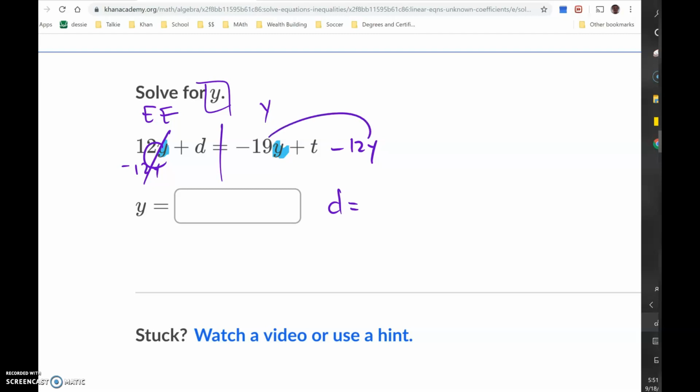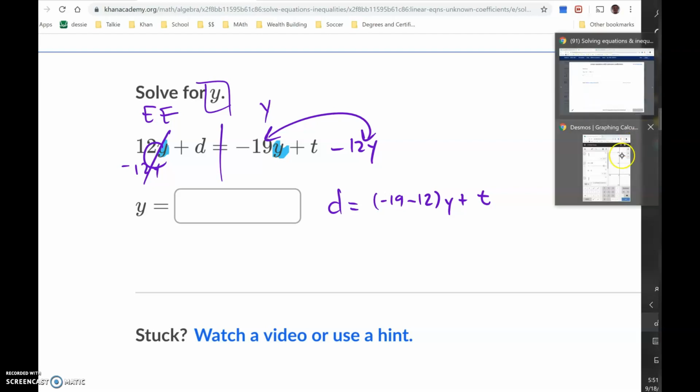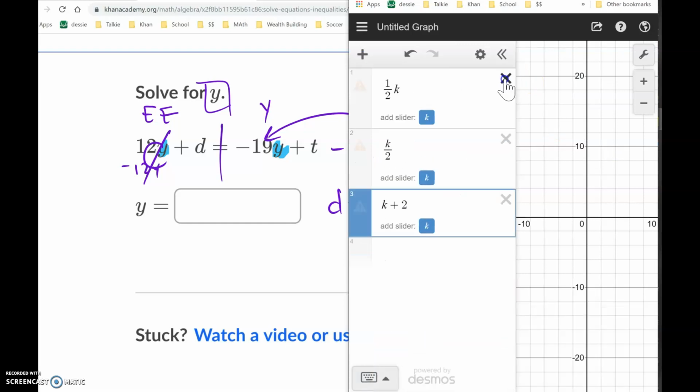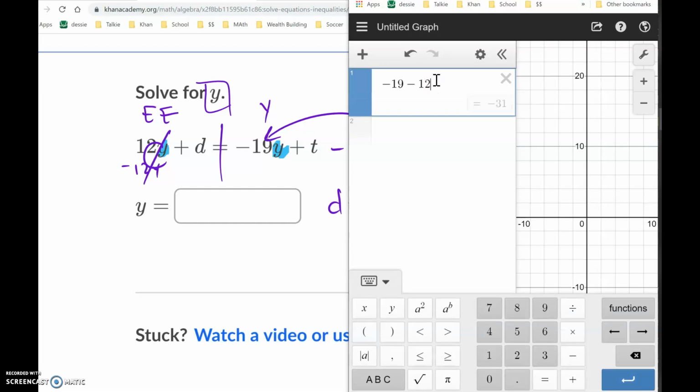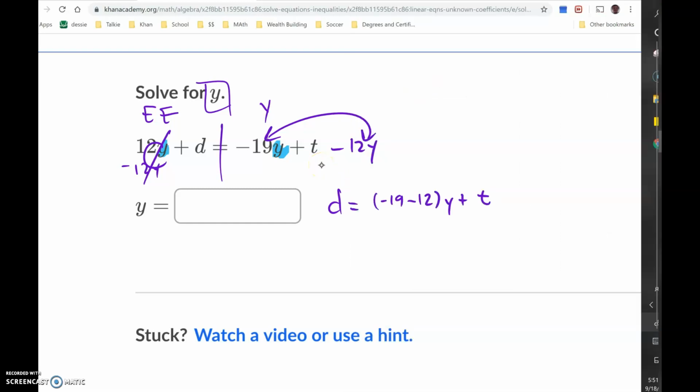We've got like terms, interestingly enough, because these are just numbers. So we've got negative 19 minus 12y plus t. Whoops, plus t. Negative 19 minus 12. Oh boy. Adding up the debt, so I know it's gonna be a larger negative number. Negative 19 minus 12, negative 31. So we really have d equals negative 31y, right? This is combined like terms.